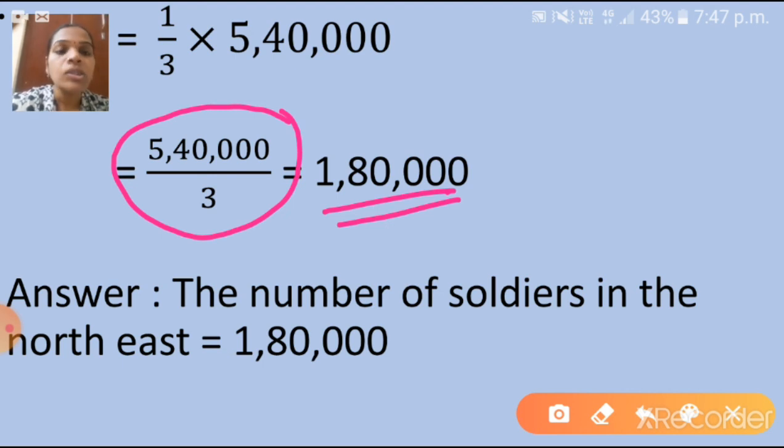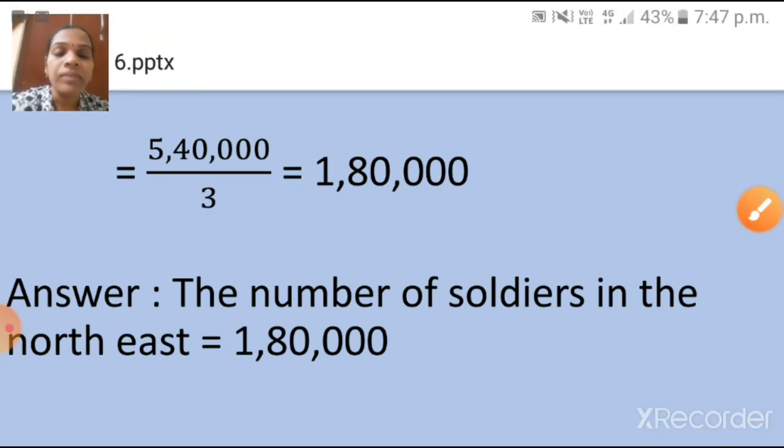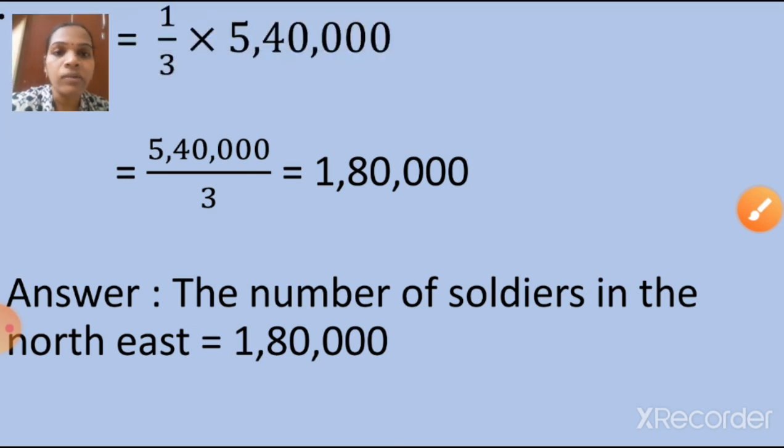Understood, children? So your answer, as I told, for word sums the answer is written separately. Answer: the number of soldiers on the northeast border is equal to 1,80,000 soldiers. Understood, children? I hope you understood this practice set. Next practice set we will solve in the next session.